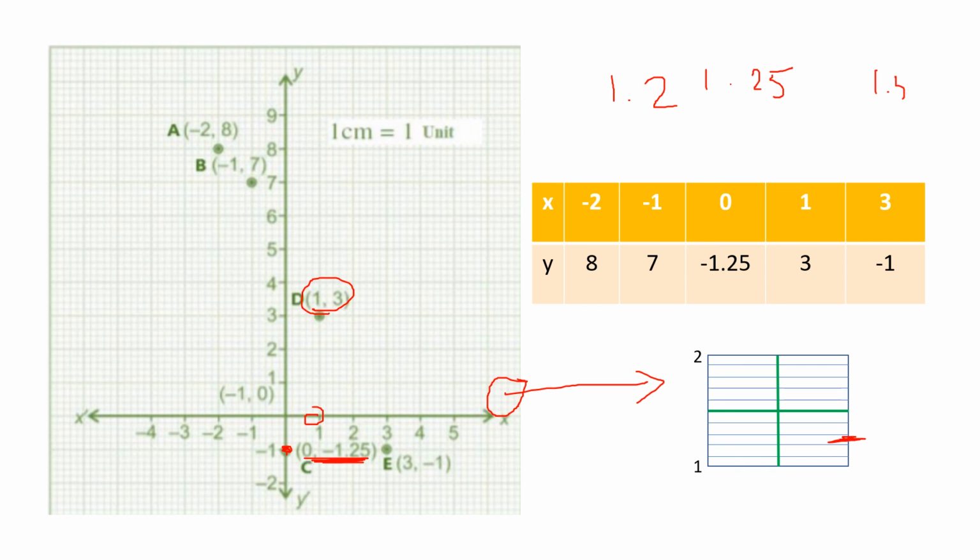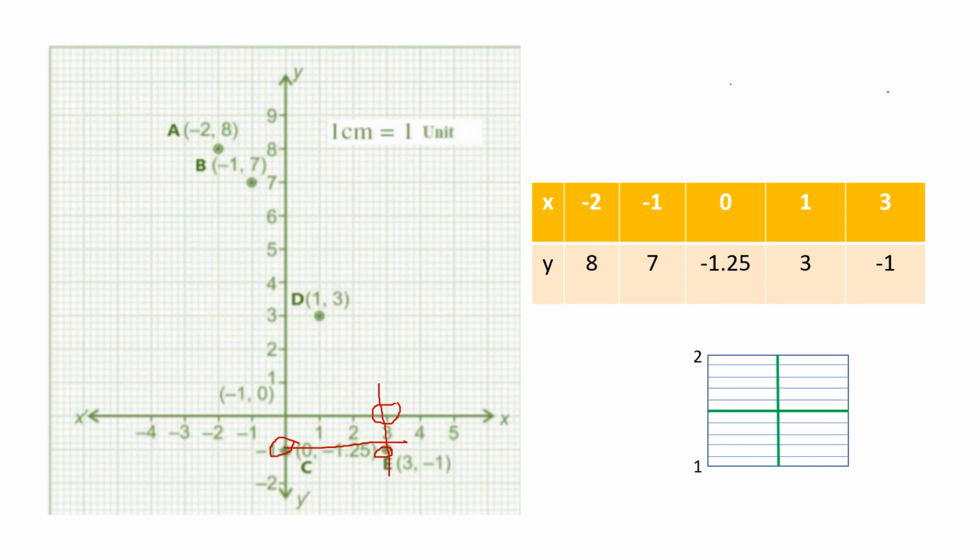And the last one, 3, -1. So x-axis is 3 on the x-axis, -1 on the y-axis. So here -1 on the y-axis, -1. So we have to draw 2 lines. When we draw the lines, they intersect at this point, which is 3, -1, right? So that is how we plot a point. We have learned plotting the point several times in this chapter. So this will be easy for you.